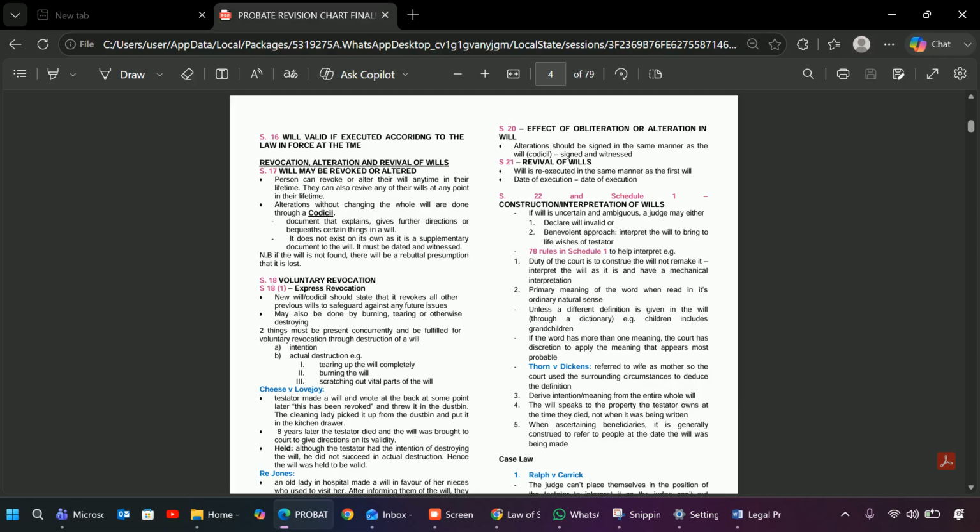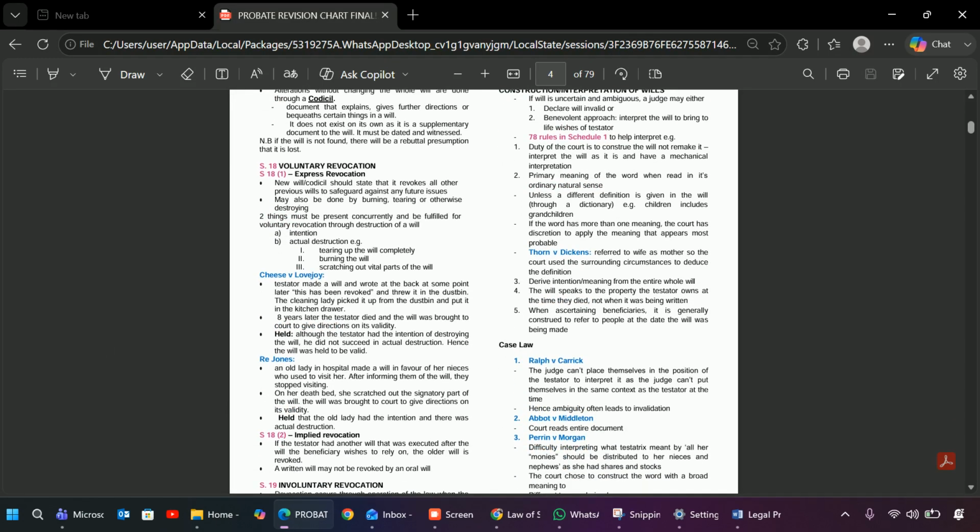There are some landmark decisions that you can be asked during orals, such as Cheese versus Lovejoy, where the testator made a will and wrote at the back at some point later, "This has been revoked," and threw it in the dustbin. The cleaning lady picked it up from the dustbin and put it in the kitchen drawer. Eight years later, the testator dies and the will was brought to court to give directions on its validity. It was held that although the testator had the intention of destroying the will, he did not succeed in the actual destruction. Hence, the will was held to be valid.